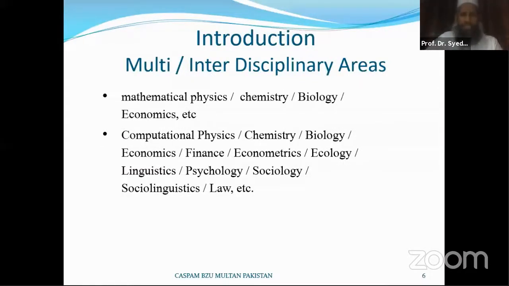Next is multidisciplinary and interdisciplinary areas. This is just an introduction to how mathematics is penetrating other disciplines. You can see these terms very frequently: mathematical physics, mathematical chemistry, mathematical biology, mathematical economics. You will see computational physics, computational chemistry, computational biology. Even at MIT, they are working on computational law, in which they are mechanizing legal arguments. They are going to design a logical framework to organize the law, legal reasoning, and legal regulations.